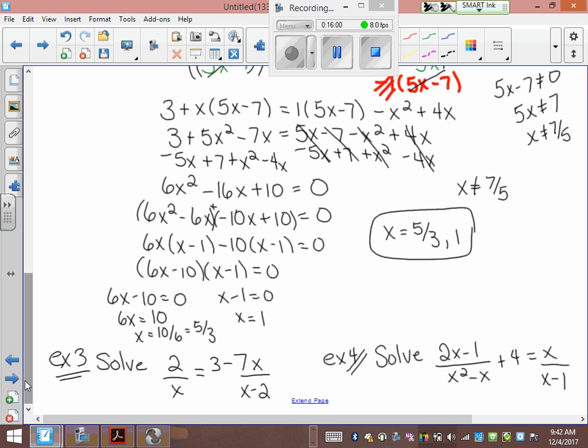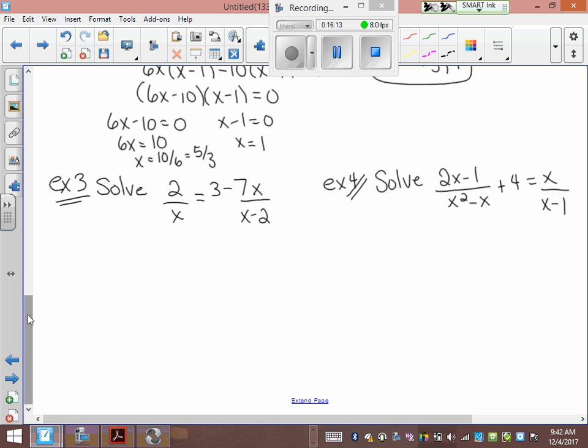You're good? Okay. Because it should get you the same one, because this 2 out here affects the y-intercept, but it doesn't change your x's. Okay. Reason why I gave you 2 different ones here.